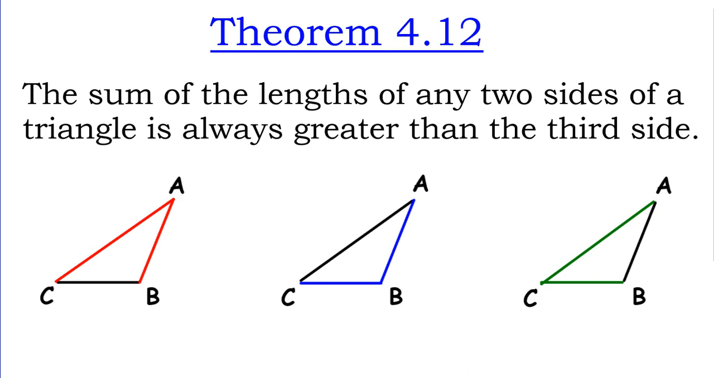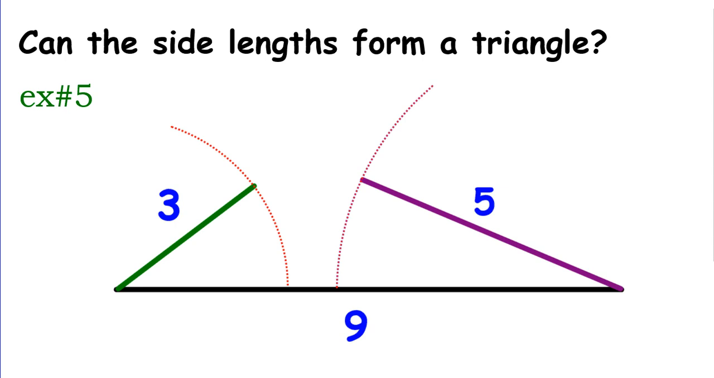The last theorem in this lesson says that the sum of the lengths of any 2 sides of a triangle is always greater than the third side. So you pick any 2 side lengths in a triangle, add them together, and it has to be bigger than the third one. And here's why.